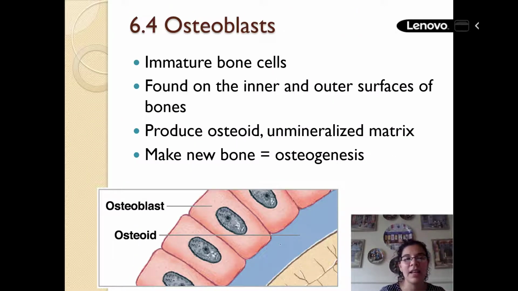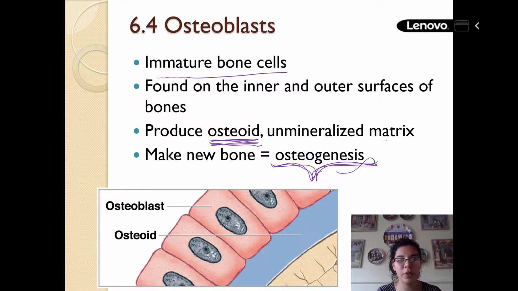Osteoblasts are immature bone cells. They give rise to osteocytes, and they're very metabolically active cells. They're found on the inner and outer surfaces of bones, the same area where you find the osteoprogenitor cells, and they produce osteoid. That's the unmineralized, organic matrix material, in the process known as osteogenesis to form bone. The osteoid eventually will become hard mineralized tissue.